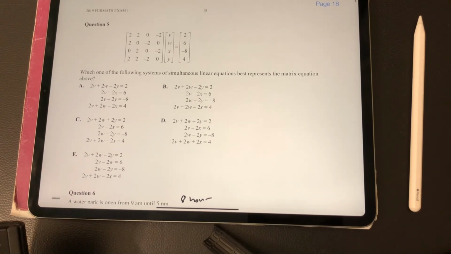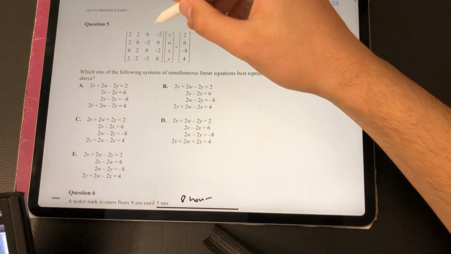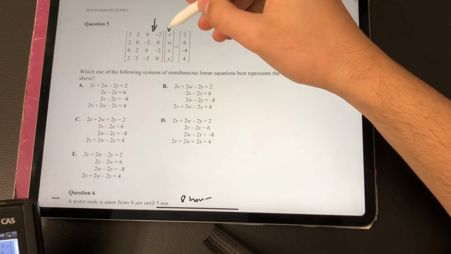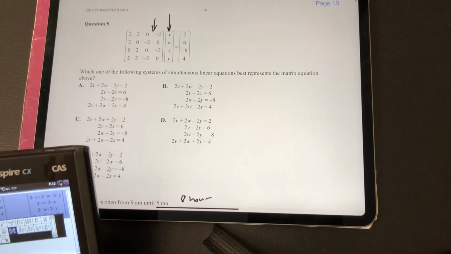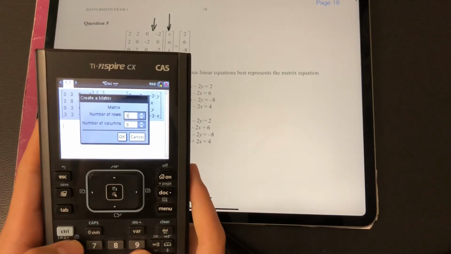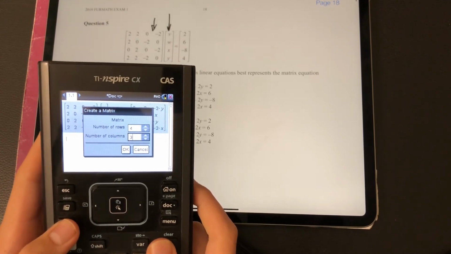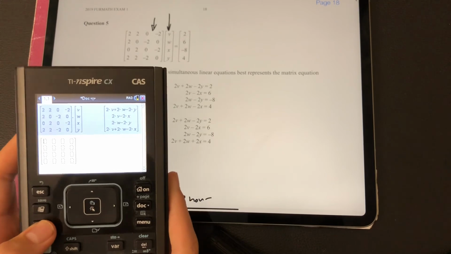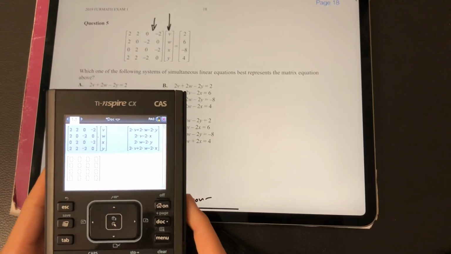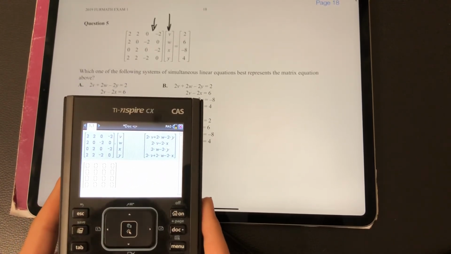Question 5. Which one of the following systems of simultaneous linear equations best represents the matrix equation above? So basically, the first step is to enter this matrix multiplication onto your calculator. So you enter a 4x4 matrix first of all. The number of rows is 4, the number of columns is also 4. Hit enter, and you just enter the matrix we have been given in the question.